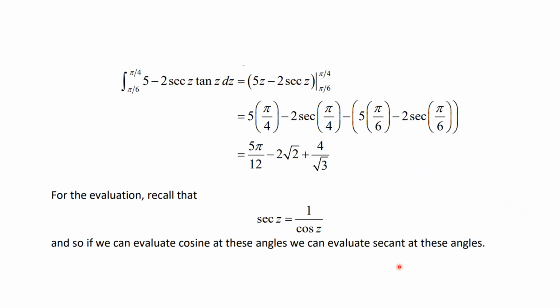Another trig problem. Here we do this term by term. The variable of integration is z. We get antiderivatives of this. We plug it in. This minus sign is from the fundamental theorem of calculus, and we do the calculation, and we get this as our answer.